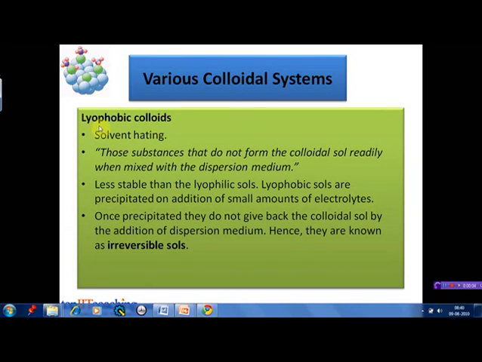Lyophobic colloids. Lyo means solvent and phobic means hating. So their meaning is solvent hating colloids. They are called such because these substances do not form the colloidal sol readily when mixed with the dispersion medium. The colloidal sols thus obtained are less stable because they can be easily precipitated by adding even a small amount of the electrolytes. And when the precipitate obtained is agitated with the dispersion medium, we do not get the colloidal sol back. Therefore, they are also known as irreversible sols.